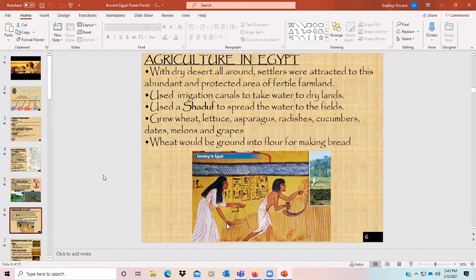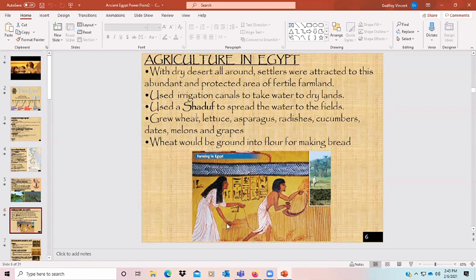So because of the River Nile, ancient Egyptians, like ancient Mesopotamians, practiced agriculture. So it was what we call an agrarian society. So like the people in Mesopotamia, they practiced irrigation.